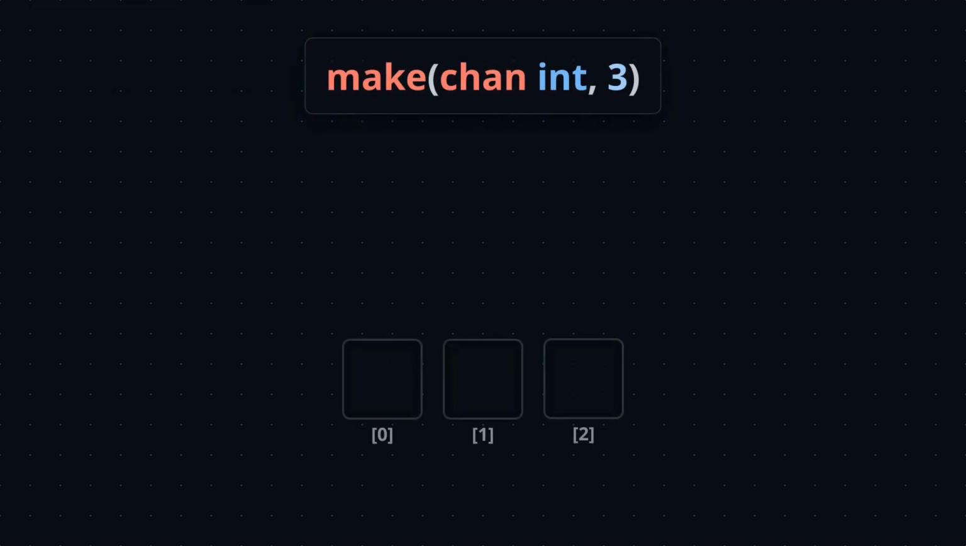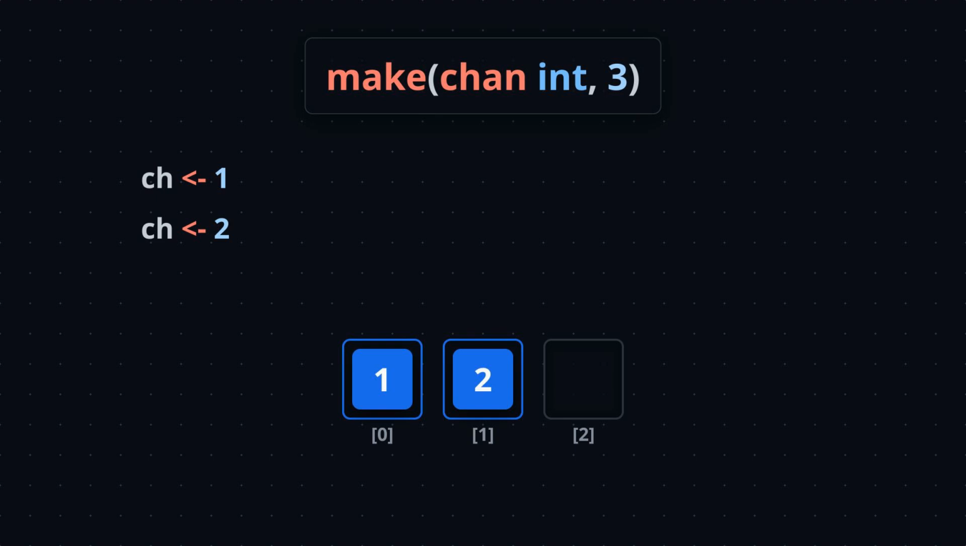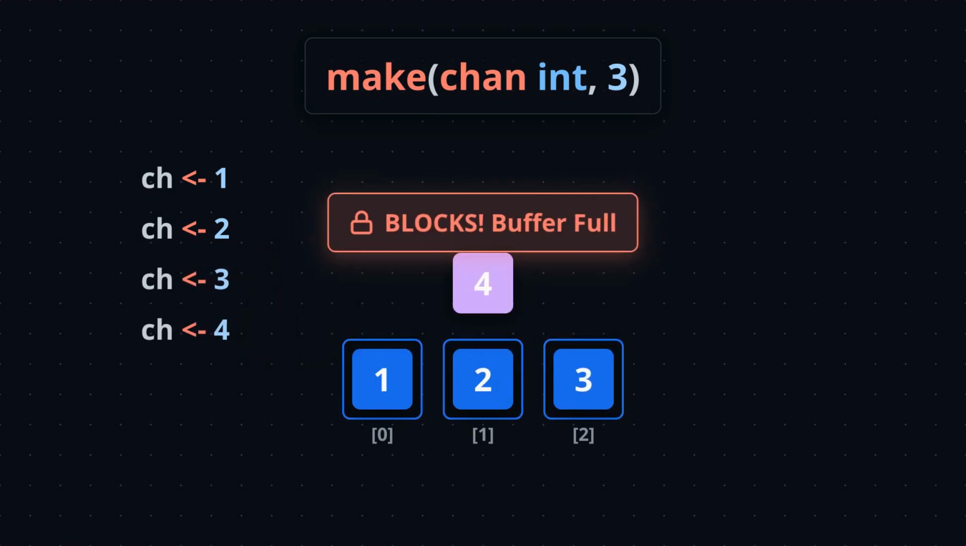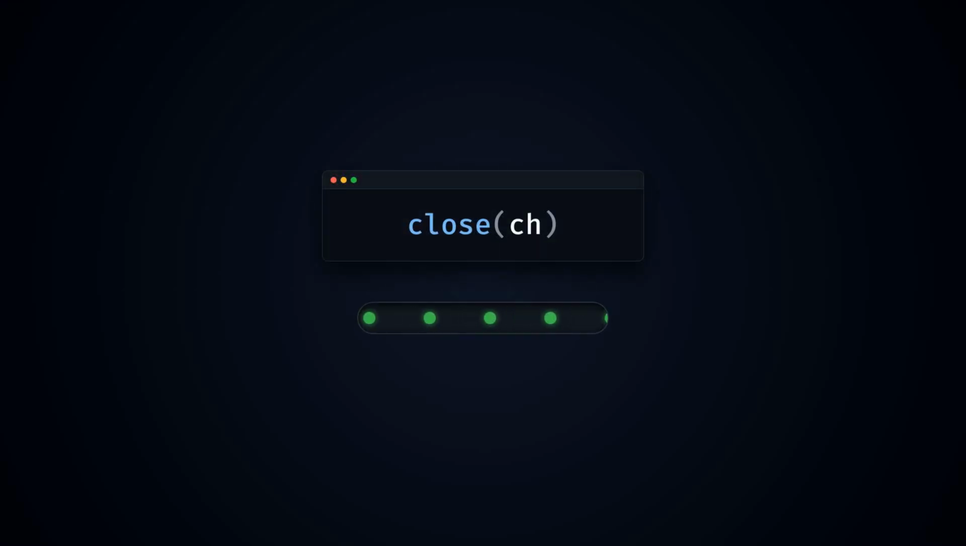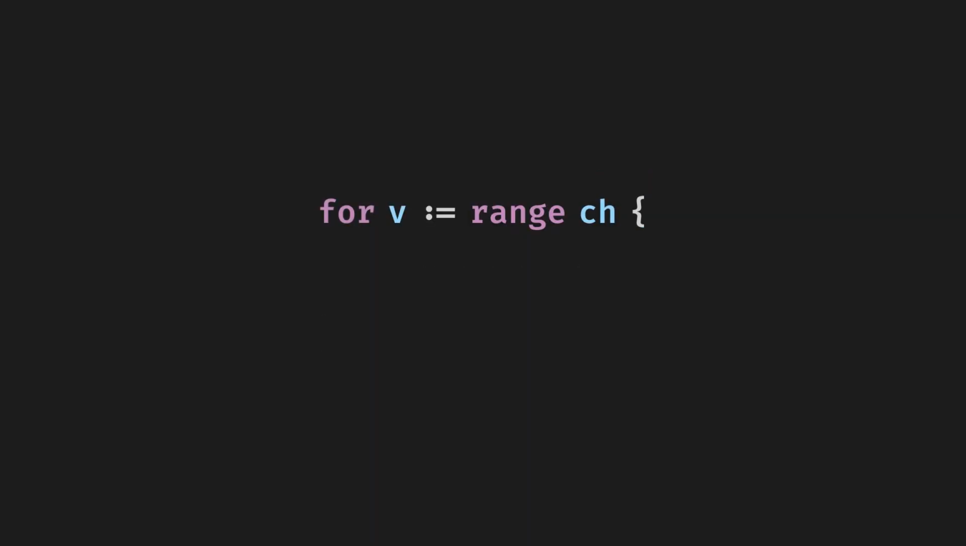To avoid constant blocking, Go provides buffered channels. These allow you to store a limited number of values, so sending doesn't immediately require a receiver. When you're done sending data, you can close the channel. This signals that no more values will be sent. You can iterate over a channel using range, receiving values one by one, until the channel is closed.